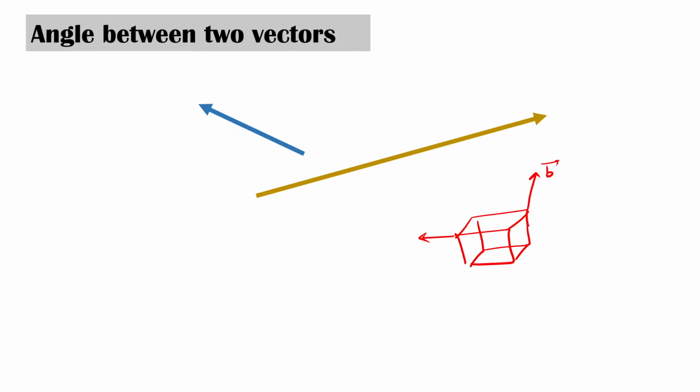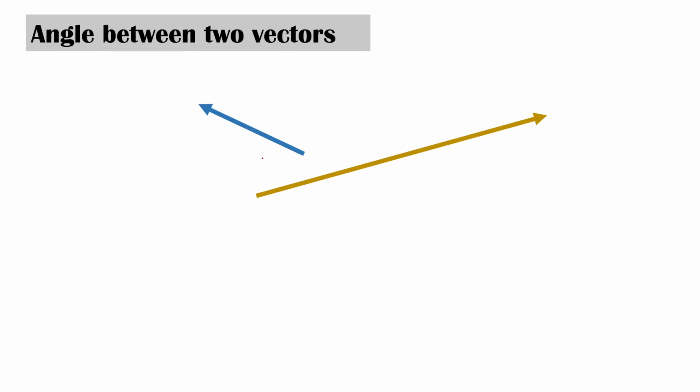They don't look coplanar, but if you translate this b in such a way that you bring the tail of b to the tail of a, then definitely you will see that these vectors have become coplanar because their tails are matching. If you join the head of a and the head of b, you will get a triangle, and you will see that they have become completely coplanar.